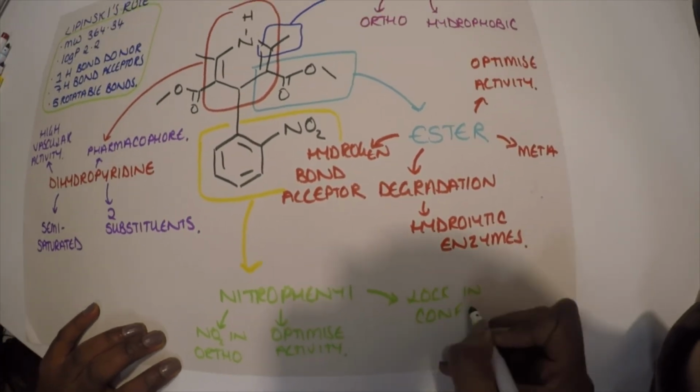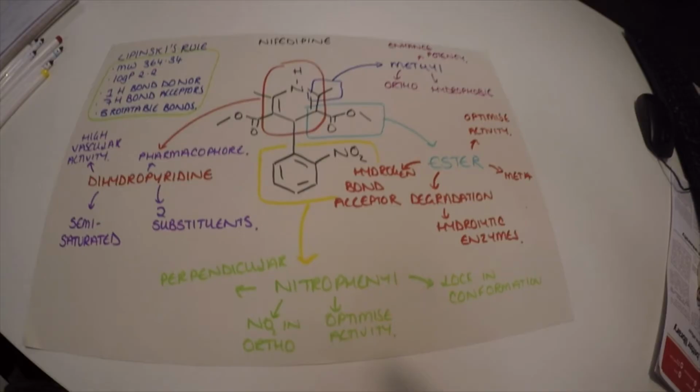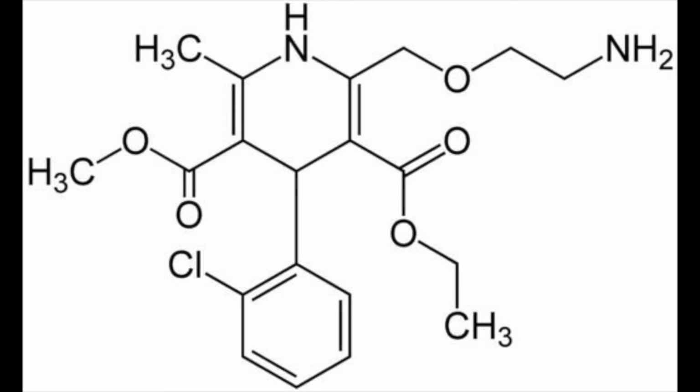The ortho substitution on nifedipine provides sufficient bulk to lock the conformation so that the aromatic ring is perpendicular to the dihydropyridine. This conformation is essential for dihydropyridine activity. Amlodipine is a calcium channel blocker and has enhanced potency. A dihydropyridine can tolerate larger substituents, as amlodipine has larger substituents on C2 and C6.